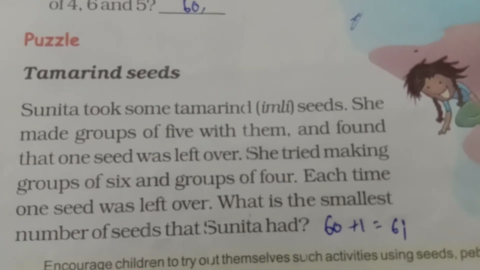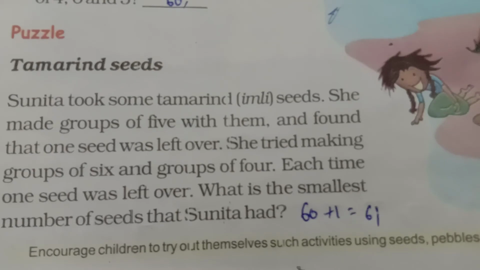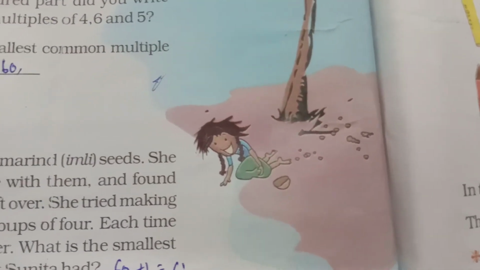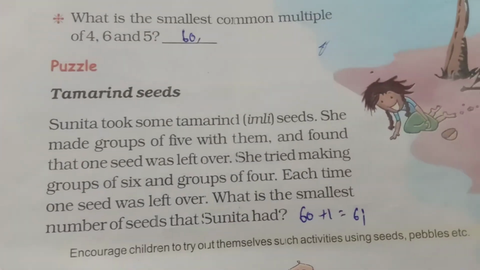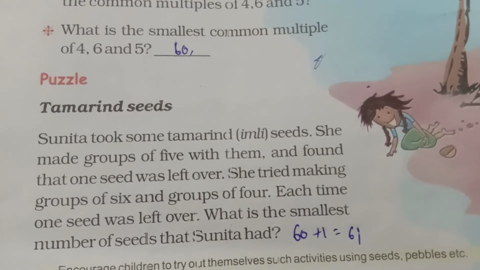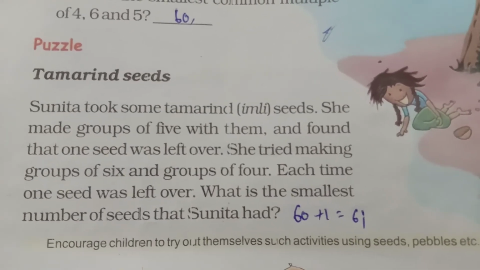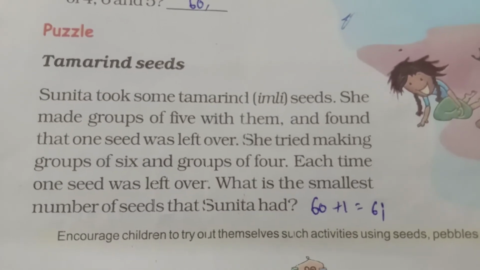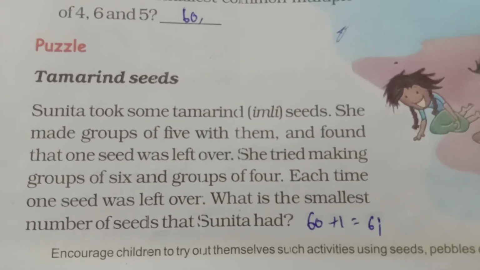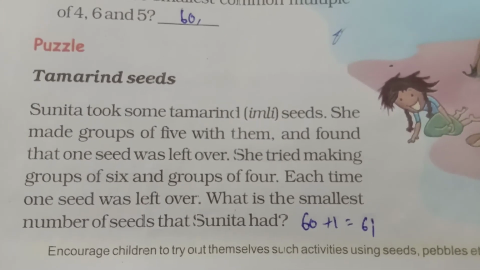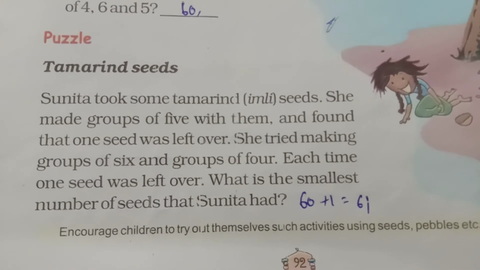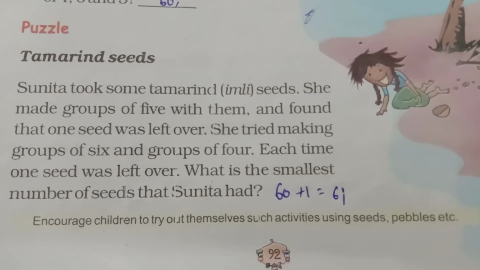Now you see, here is a small puzzle, tamarind seeds. Here, this is a tamarind tree, and this girl is collecting the tamarind seeds. Sunita took some tamarind imli seeds. She made groups of 5 with them and found that one seed was left over. She tried making groups of 6 and groups of 4. Each time one seed was left over. What is the smallest number of seeds that Sunita had?